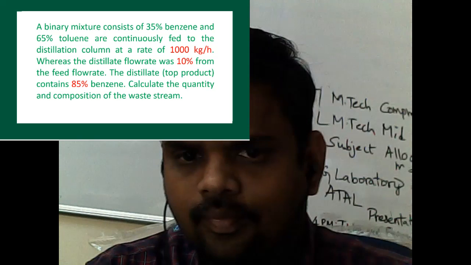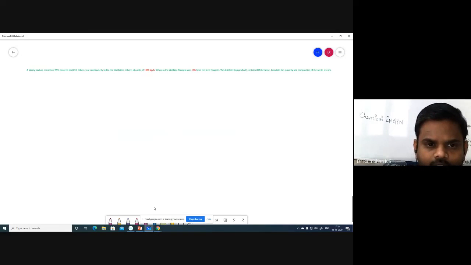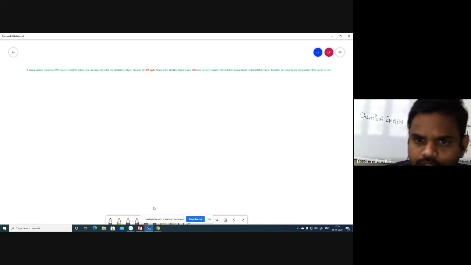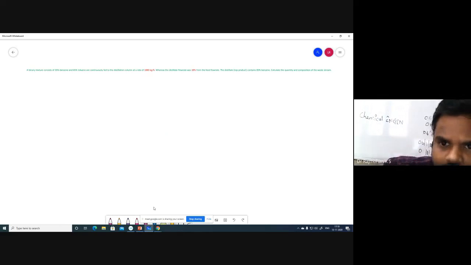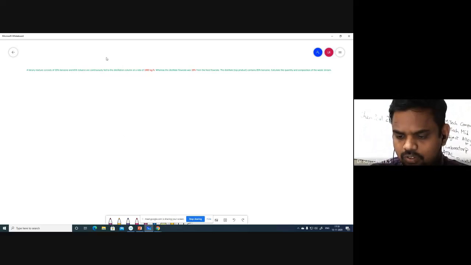I repeat, a binary mixture consists of 35% benzene and 65% toluene are continuously fed to the distillation column at a rate of 1000 kg per hour, whereas the distillate flow rate is 10% of the feed flow rate, right? So how to solve this problem?